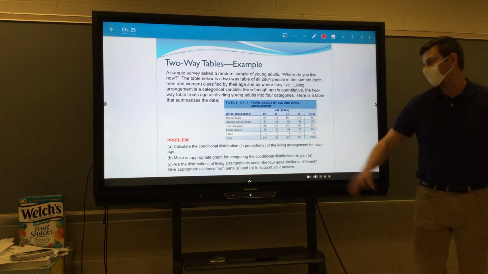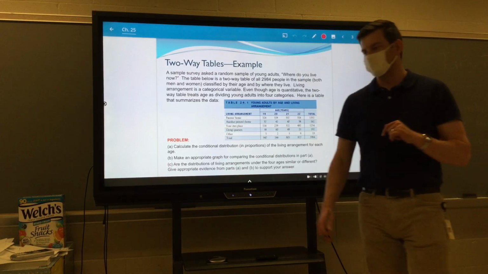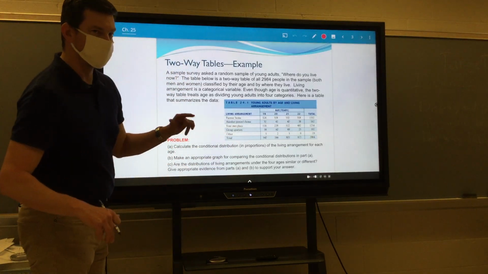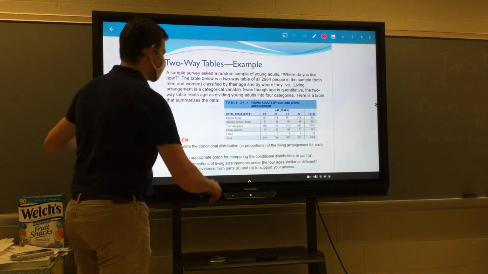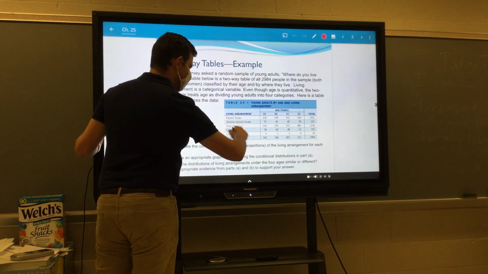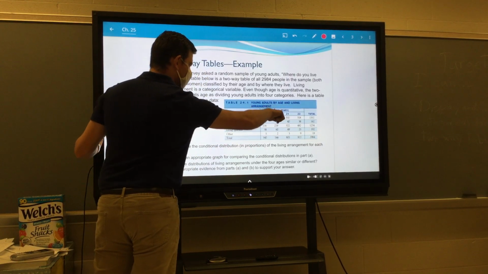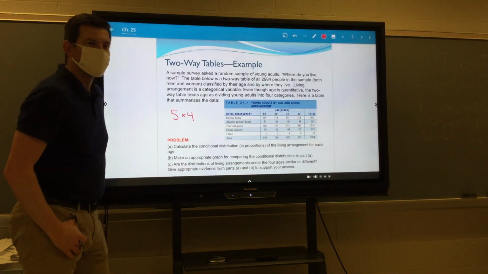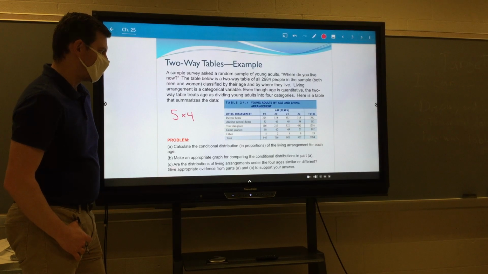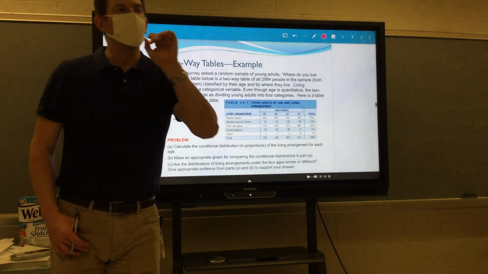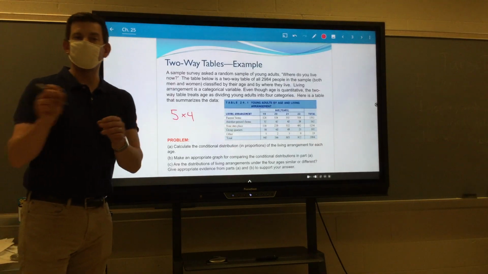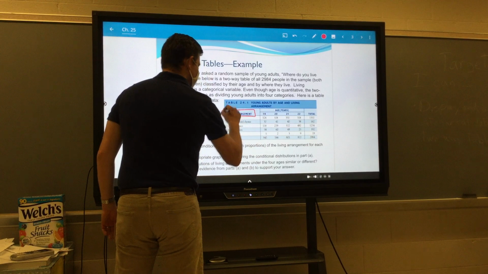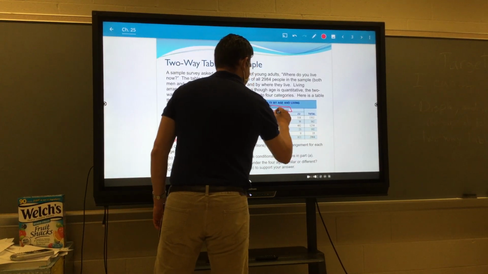Now, when we're looking at this table, remember I said yesterday, for our dimensions, we do not include any totals. So we have 5 breakdowns in the living arrangement, and we have 4 breakdowns for the age. This is a 5x4 two-way table that we are looking at. The other thing, when you're asked to identify what variables are being compared, the 2 variables are living arrangement and age.